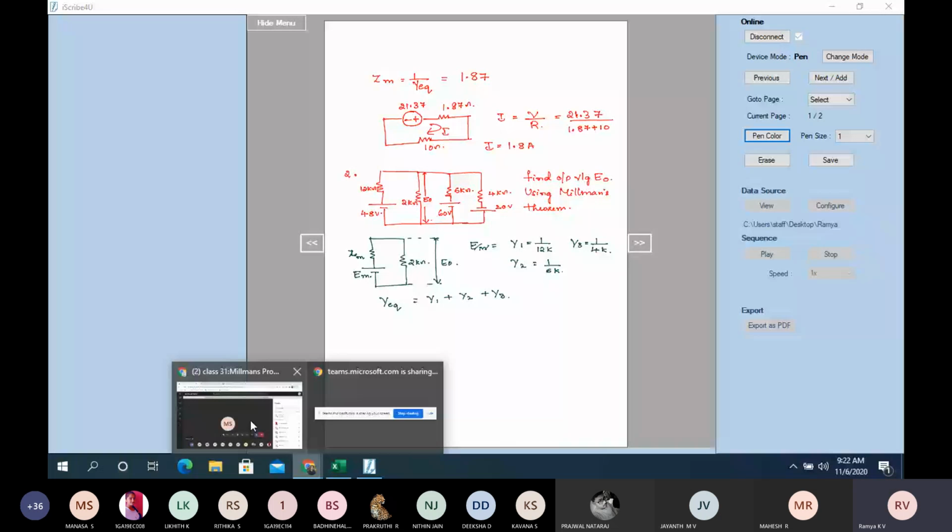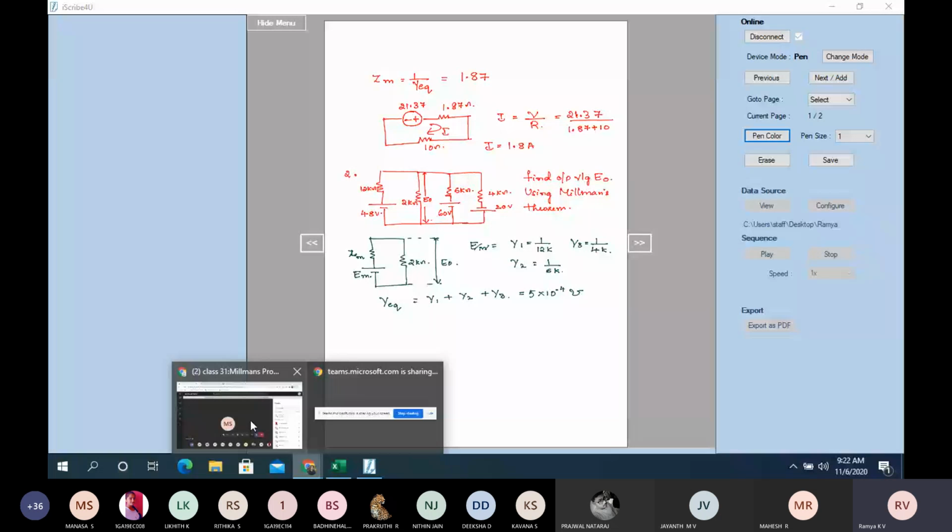What is the answer for this? 5 into 10 power minus 4. Actually, you have to write it like this, with the admittance symbol. So now I have to find EM.